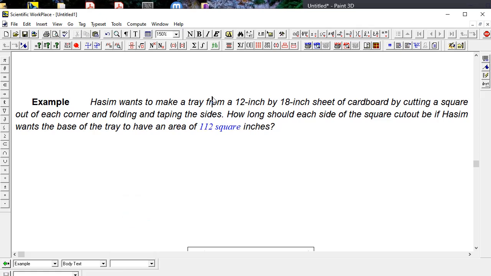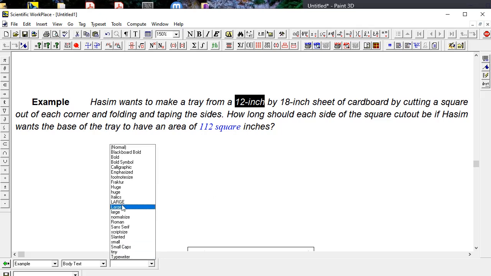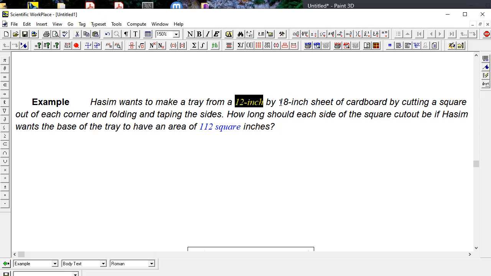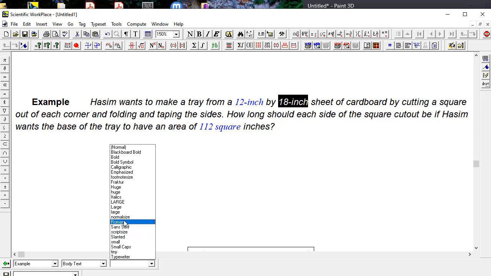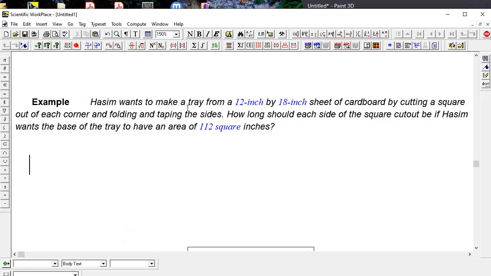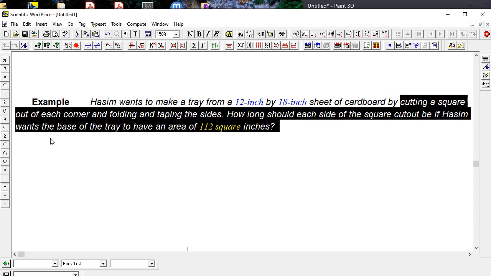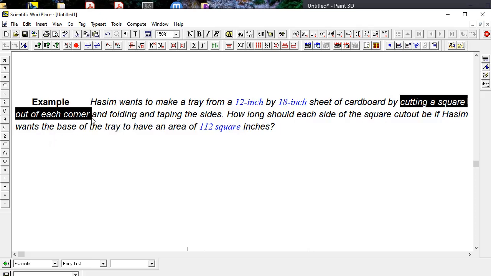Again, I want to formalize my equation and get the information out. 12-inch by 18-inch, so it is a rectangle, and all sizes are given, length and width are given already. Now here you want to cut a square out of each corner. That's the key phrase of the problem.